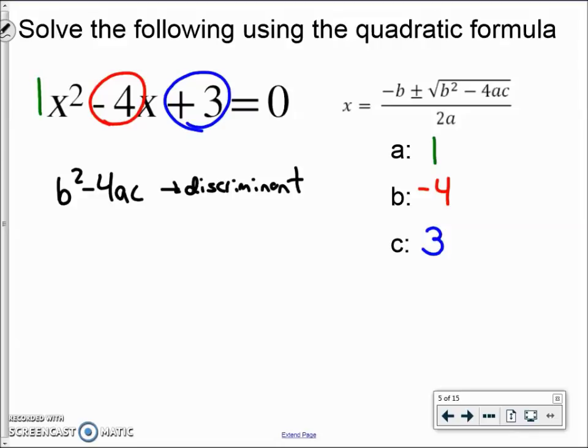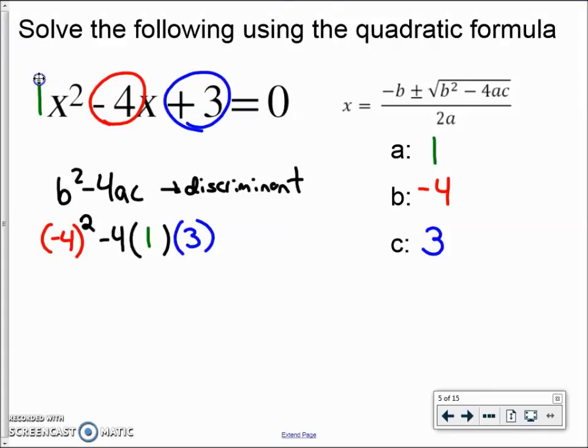And it's important that we go through and calculate this first. Our b value is negative, so whenever we substitute something in, we want to substitute a negative in parentheses. So we're going to take the quantity of -4 squared minus 4 times our a value of 1 and our c value of 3.